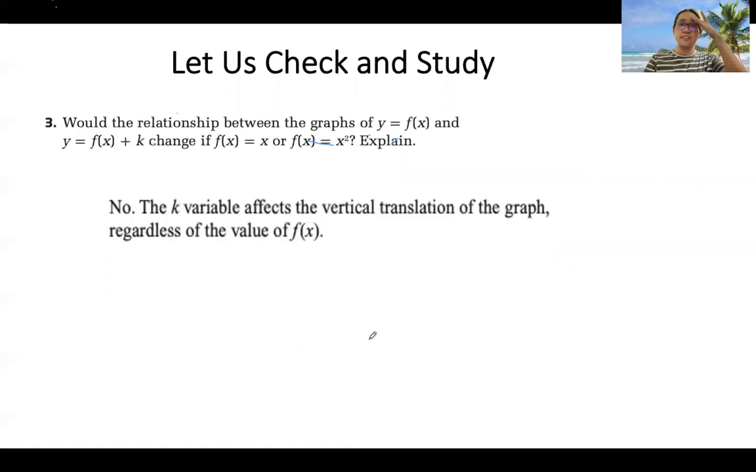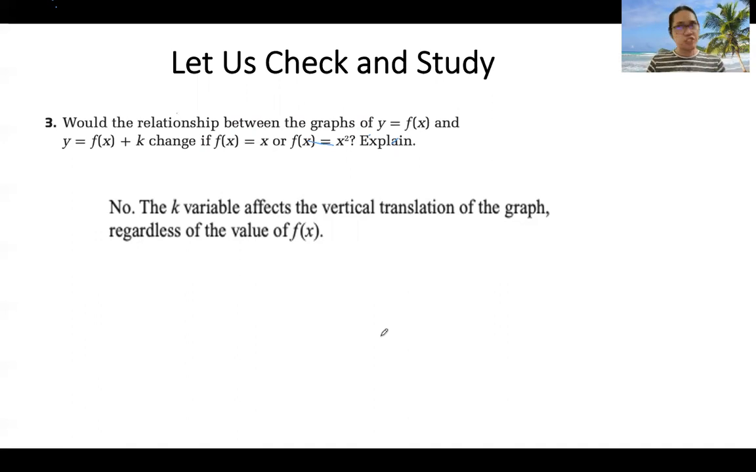Now let's study the relationship between the graphs of y equals f of x and y equals f of x plus k. Does it change if f of x equals x, or f of x is equal to x squared? Explain. No, of course, the k variable affects the vertical translation of the graph regardless of the value of f of x. So in short, I just want to highlight this one.